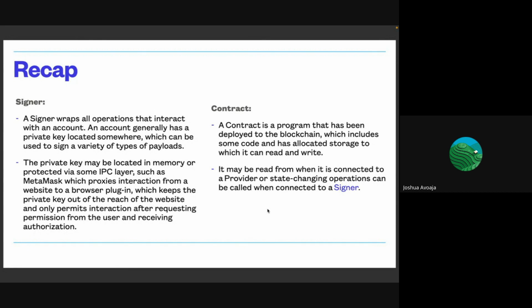Now, the difference between a provider and a signer, because both of them are runners, and by runner I just mean what will enable the contract to run. Both of them are runners in Ethers.js. But the difference is that a provider can only read data from the blockchain, whereas a signer can authorize transactions.